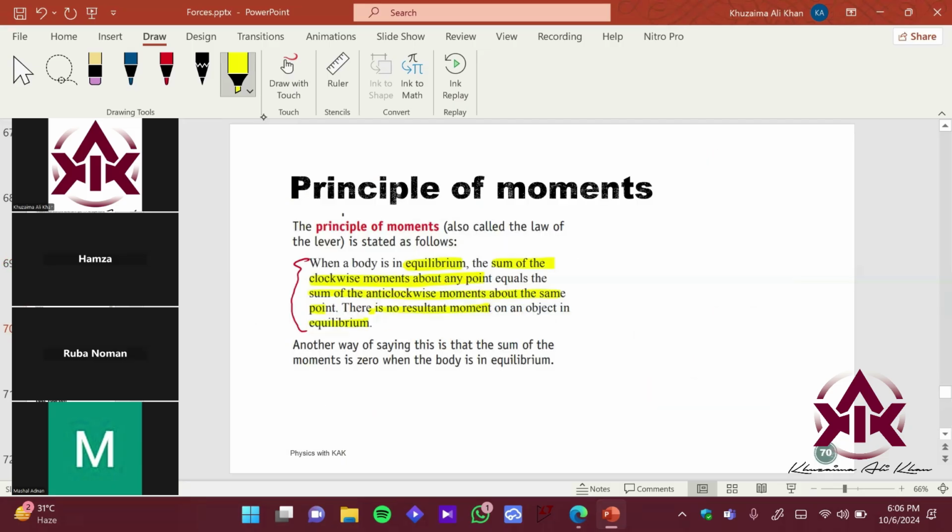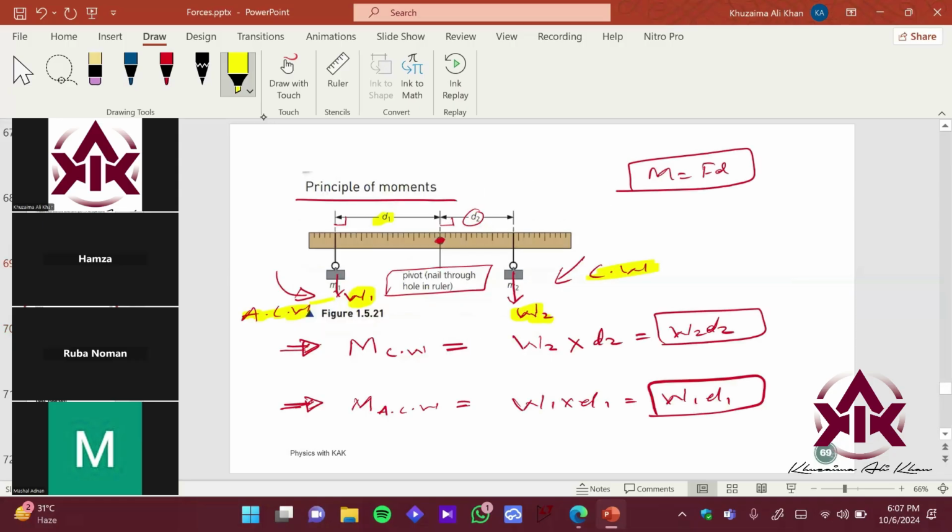Another way of saying this is that if you add the moments, they add up to 0, because one moment is in this direction and the other is in this direction, so they are opposite to each other. Does that make sense? So it will add up to 0.